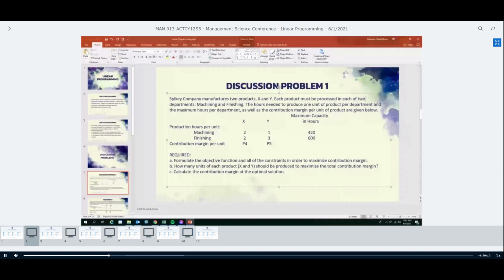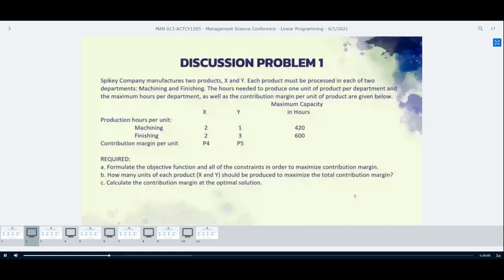Machining and finishing. The hours needed to produce 1 unit of product per department and the maximum hours per department as well as the contribution margin per unit of product are given below. So yan na, pag-usapan natin muna to.